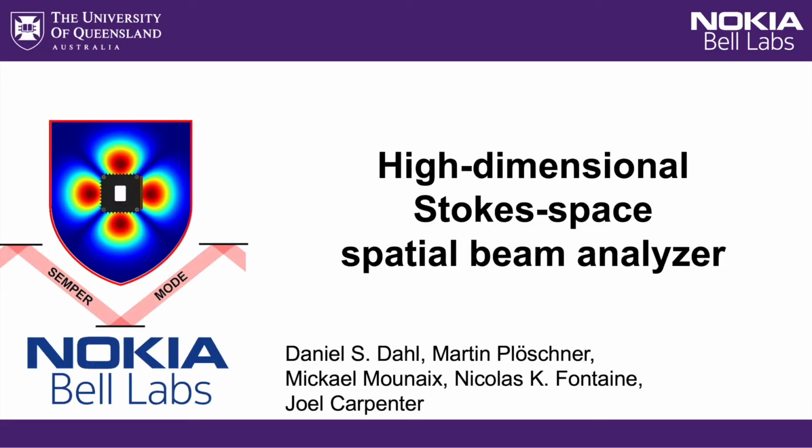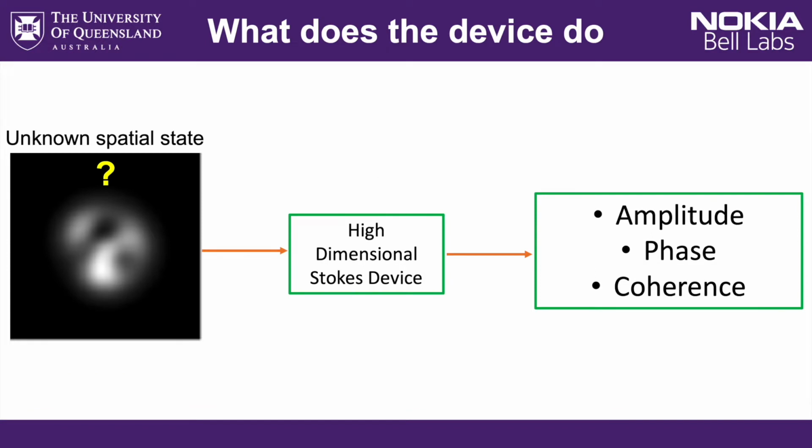I'm a PhD student at the University of Queensland, Australia, and I'll be presenting a device that is a high-dimensional Stokes-space spatial beam analyzer. So what does this device do? Essentially, the device can take a beam that is an unknown spatial state and determine its amplitude, phase, and coherence in a single shot. Many of you are familiar with the characteristics of amplitude and phase of a beam. However, you might not be familiar with coherence.